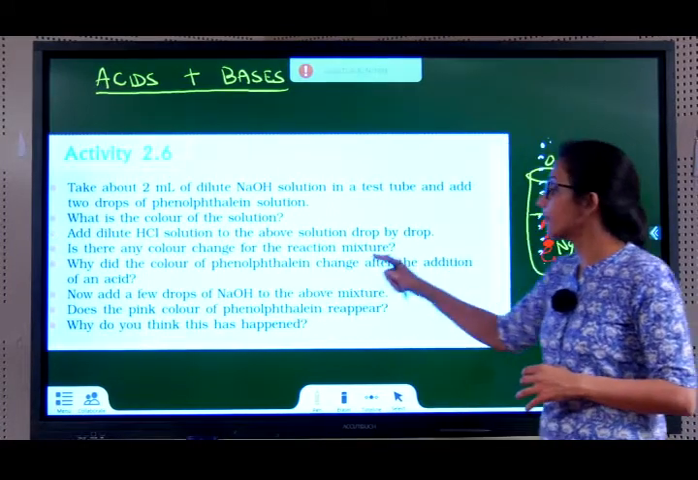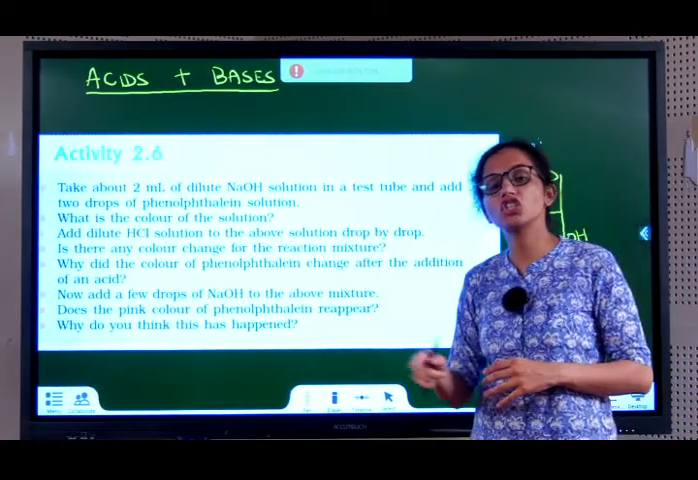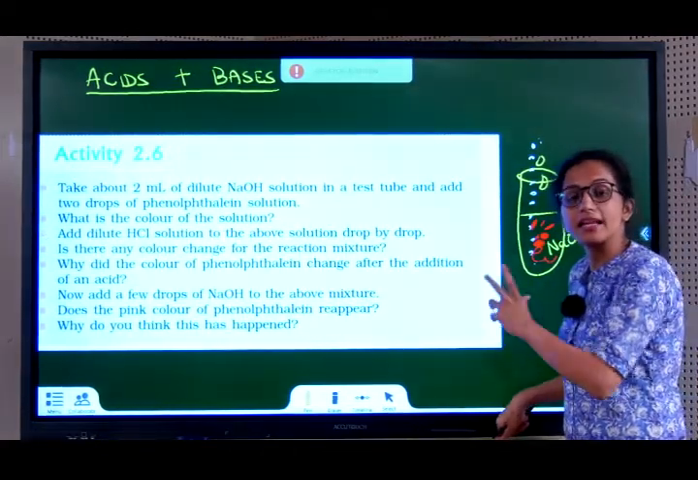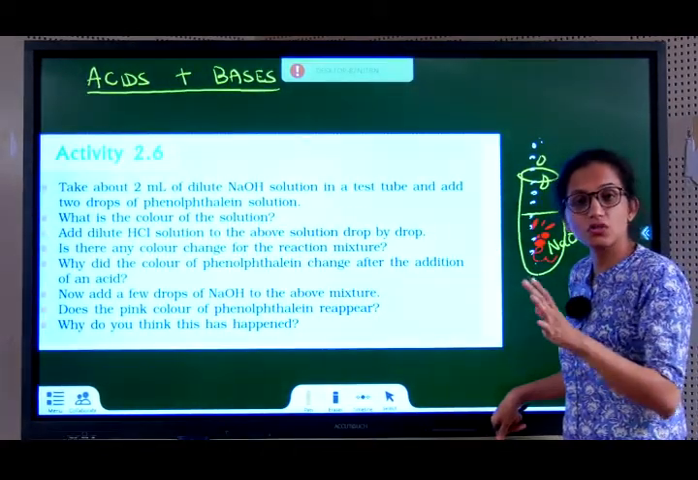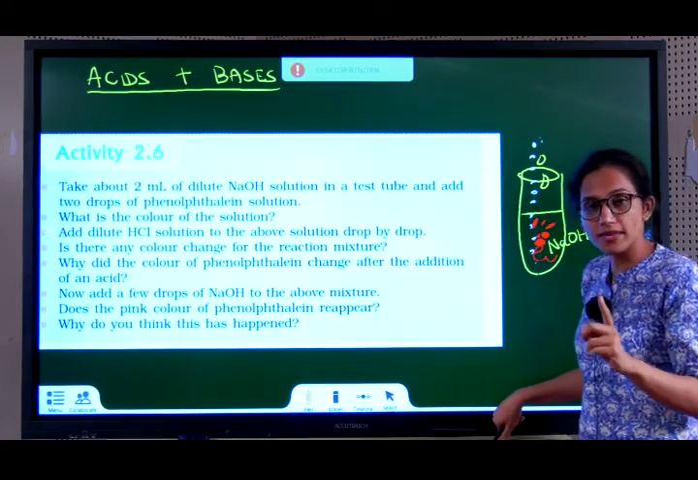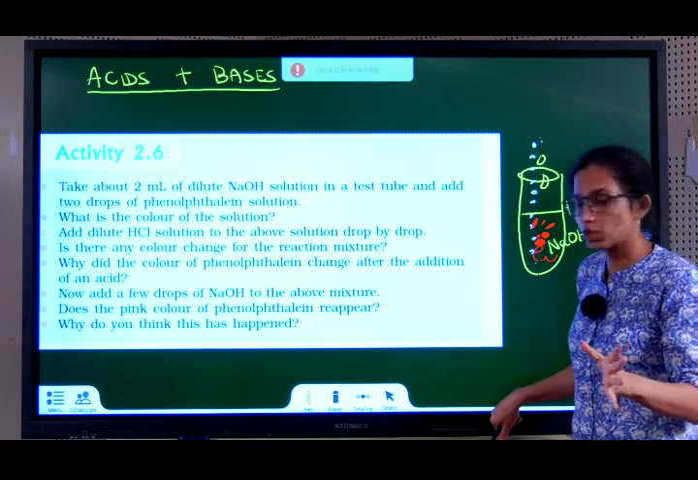Why did the color of the phenolphthalein change after the addition of an acid? Because when the acid reacts with the base, a neutral substance is formed. It is no longer base alone. Phenolphthalein turns pink only in the presence of base. It is now a neutral solution.